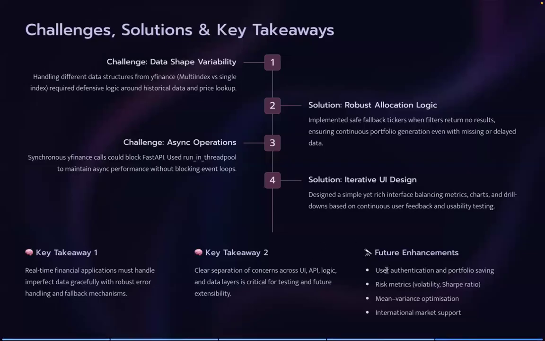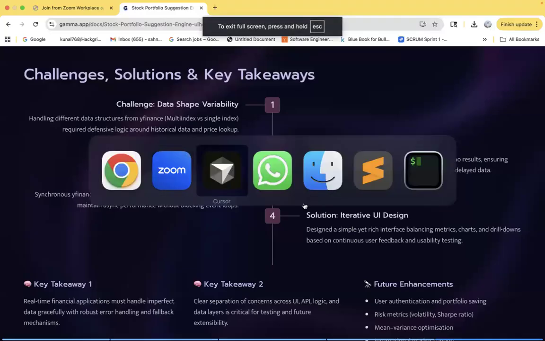For our future enhancements, we are planning user authentication, portfolio saving, mean variance optimization, and international market support. Currently, it's only limited to US. We also will have risk metrics, that is volatility and Sharpe ratio. So this is the end of our presentation. Now I will run the application and show it to you, and I will pass the mic to Nikhil to demonstrate our test cases. Thank you.